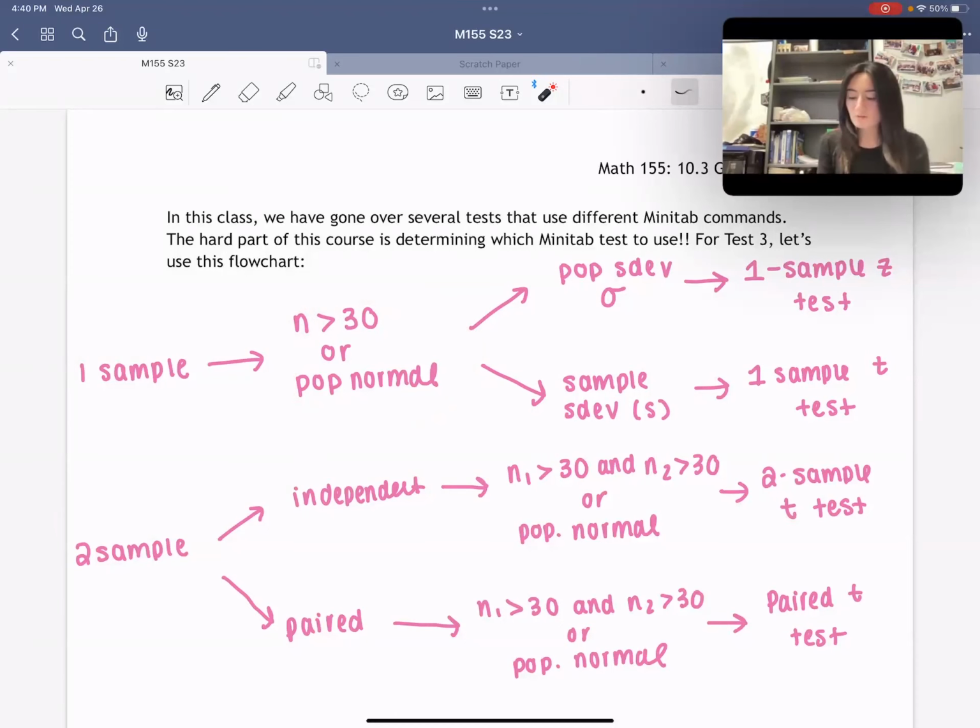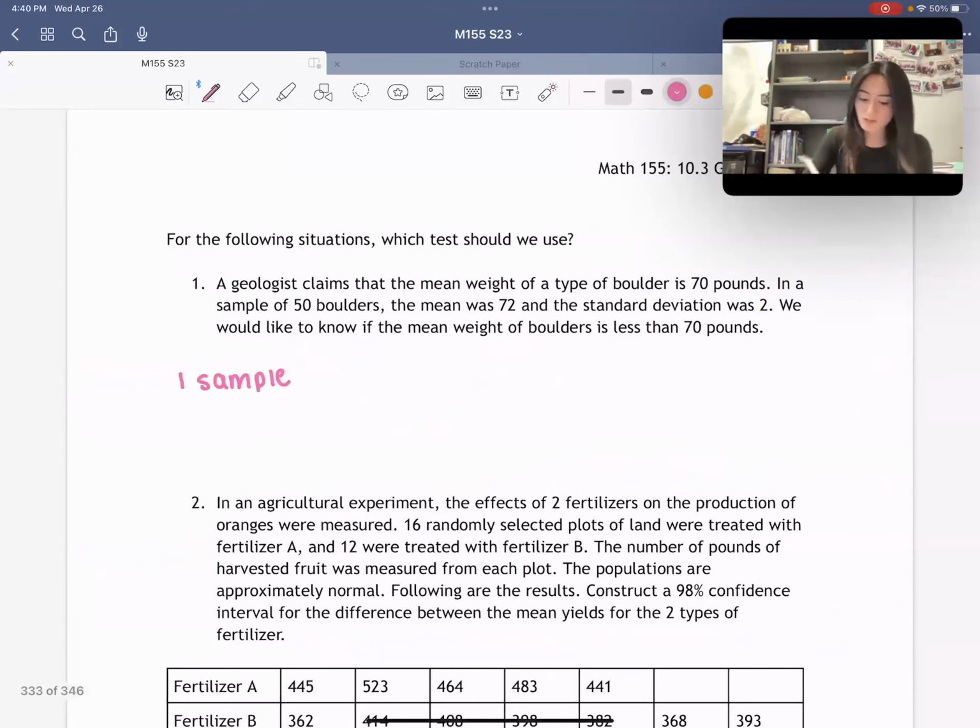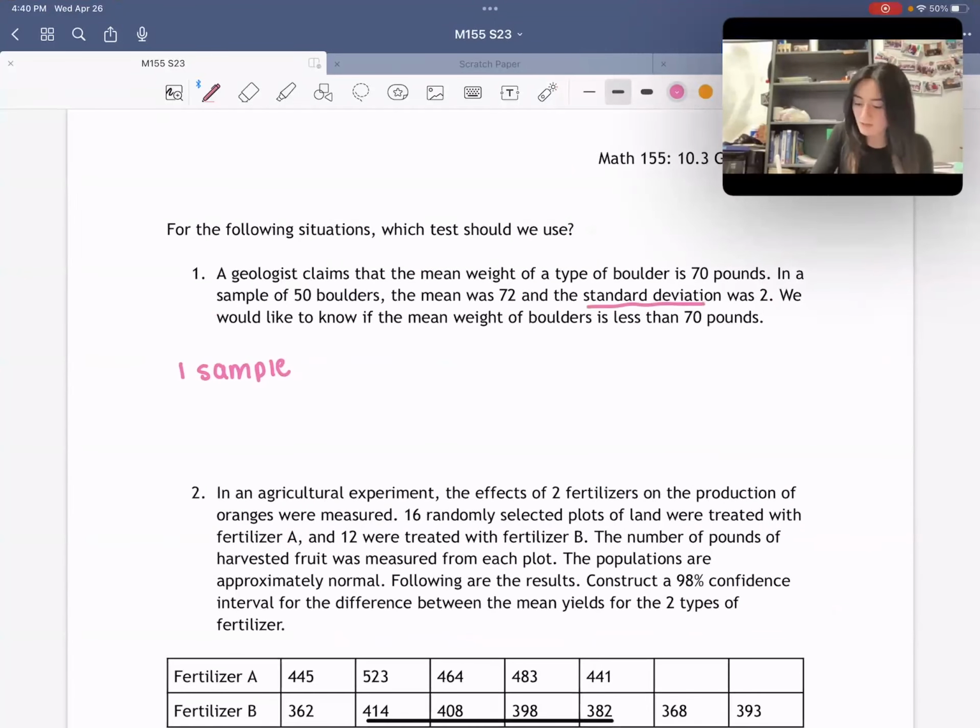We have to determine if we're given the population or sample standard deviation. So let's take a look here. Reading through the question, I don't actually care about the mean or the sample size. All I really care about here is the standard deviation, right? So here the standard deviation is 2. Now this is actually the sample standard deviation, mainly because the standard deviation is mentioned in the same sentence as where the sample is introduced.